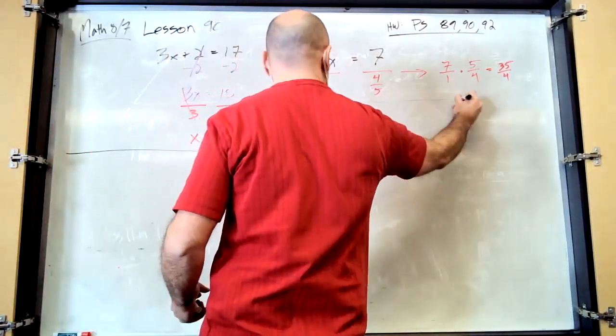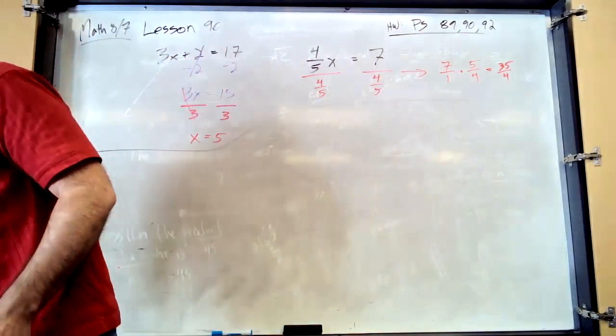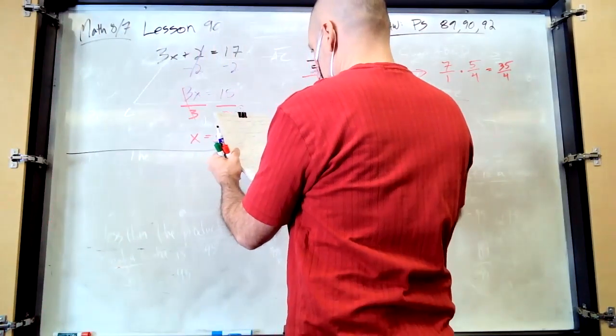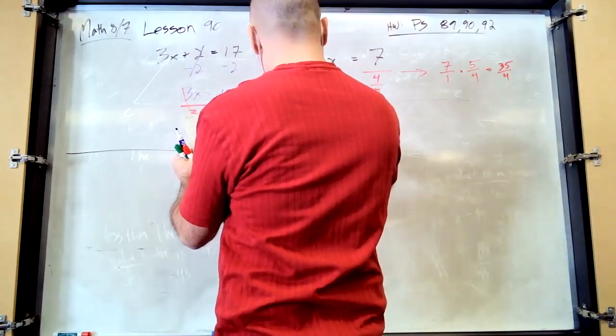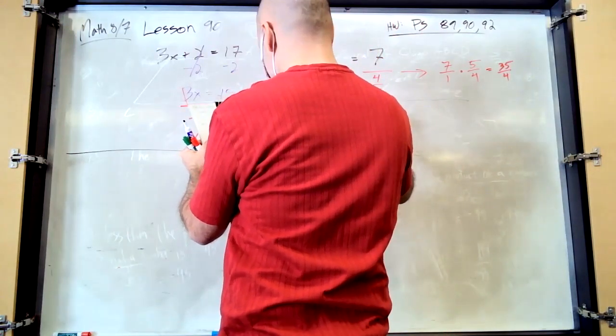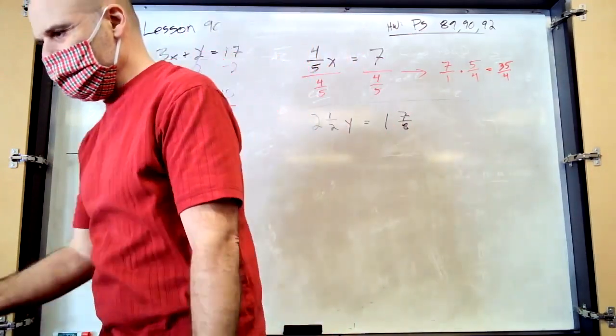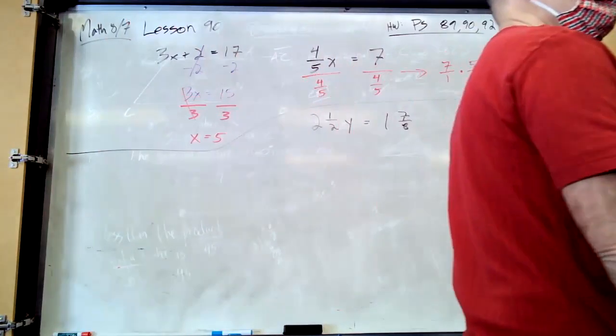Okay, let's try this one. 2.5 y equals 1 7/8.